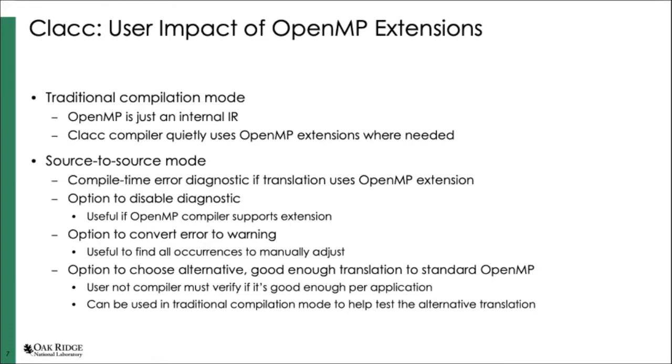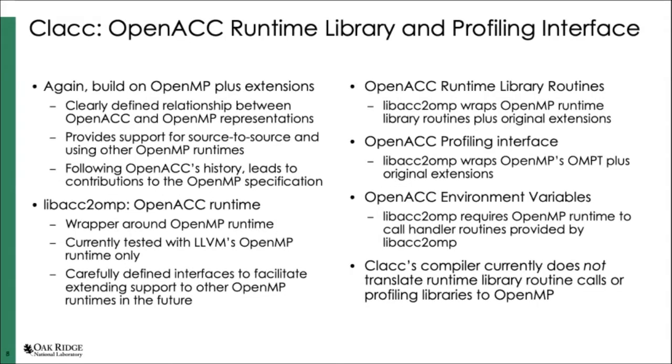The user then has several options. The user can disable the diagnostic for that extension in case they know the OpenMP compiler they'll target does indeed support the extension. For example, we have begun upstreaming these extensions to Clang and LLVM, so they should eventually find their way into vendor forks as well. Alternatively, the user can convert the error to a warning to make it easier to find all cases where the extension is required, and then adjust either the original OpenACC source or the generated OpenMP source not to need it. Finally, Clacc provides command line options that use alternative translations to standard OpenMP features that might not represent the exact semantics of the original OpenACC, but that might be good enough for some application. So far, I've talked about Clacc's OpenACC directive support.